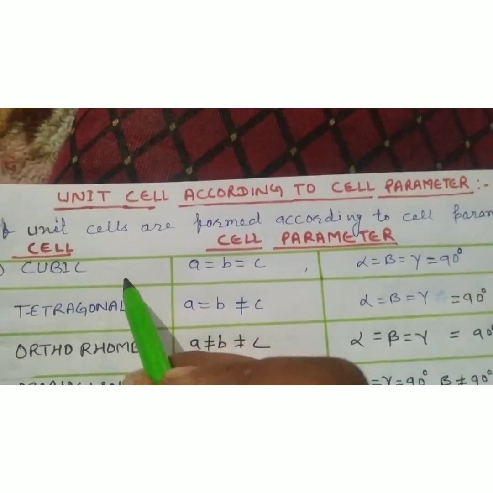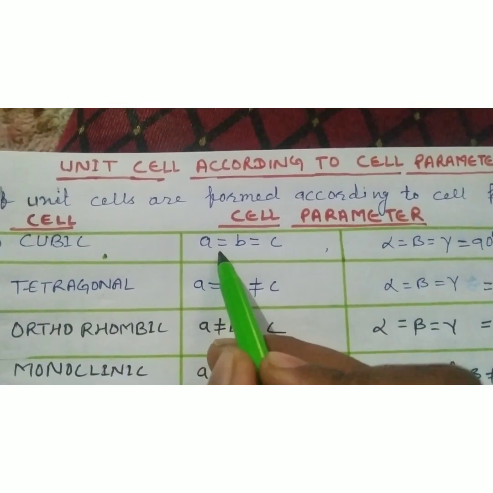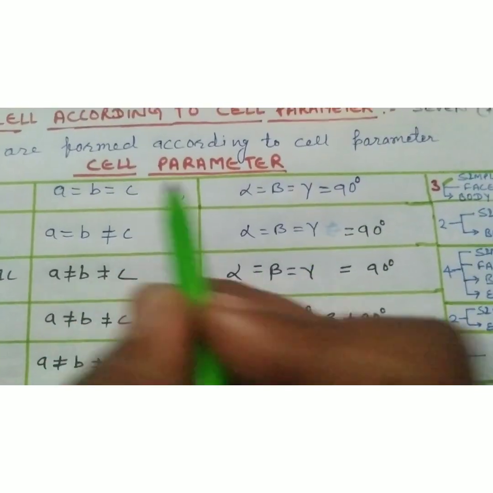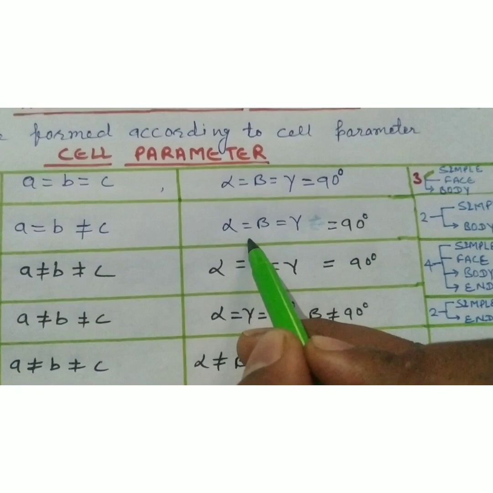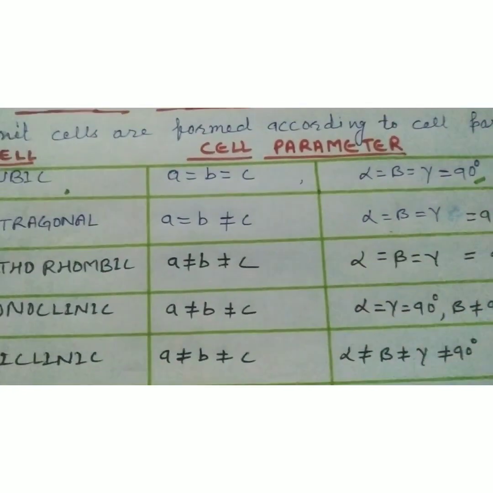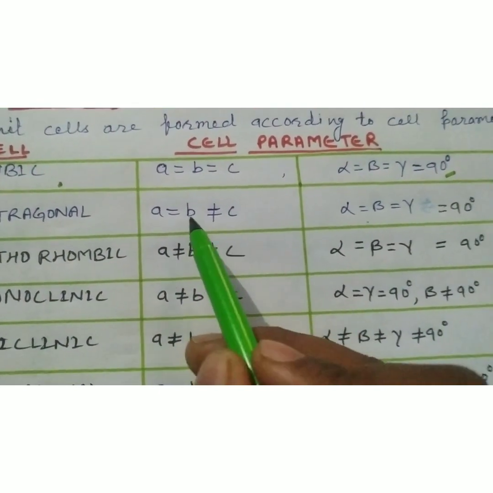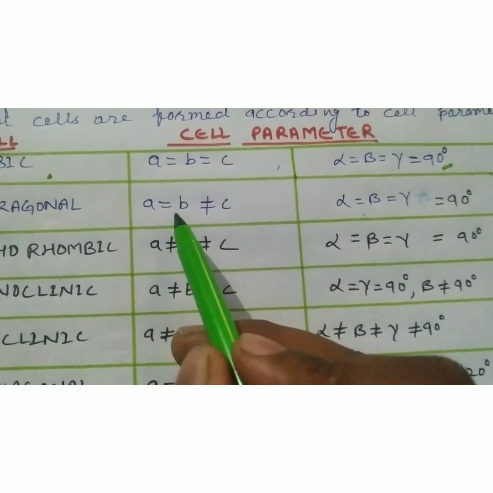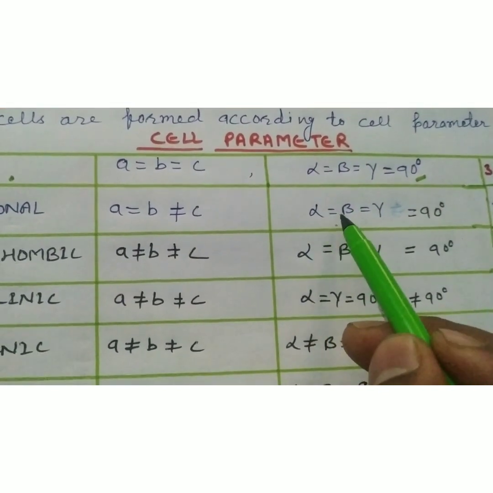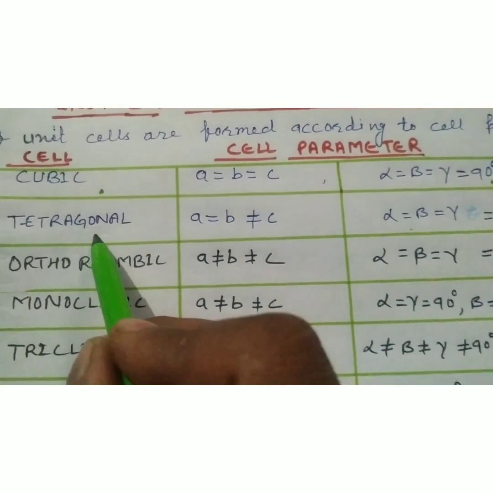In the simple cubic cell, the length, breadth and height of the unit cell will be equal, and the axial angles alpha, beta, gamma will be 90 degree. Clear? In tetragonal, A equals B but not equal to C, means the length and breadth will be the same but the height will be different, and the angles alpha, beta, gamma also remain 90 degree. This is the identification of tetragonal.